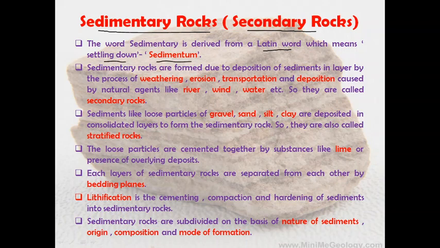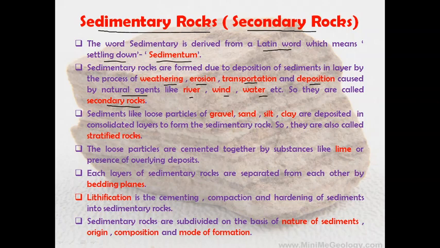sedimentum. Sedimentary rocks are formed due to deposition of sediments in layers by the process of weathering, erosion, transportation and deposition. And all these processes are caused by natural agents like river, wind, water, etc. Because of this reason, sedimentary rock is called secondary rock.